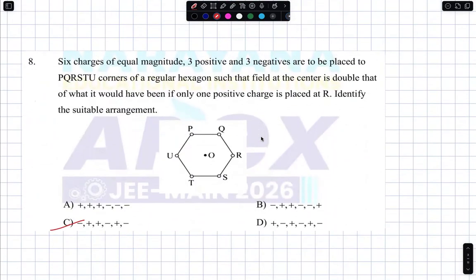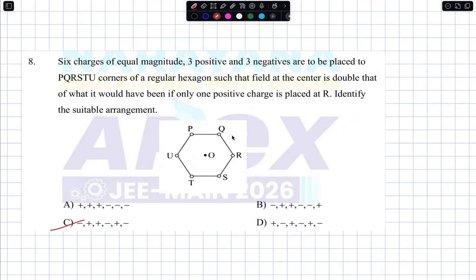Now you have 6 charges of equal magnitude. What do you have? See, 6 charges of equal magnitude, 3 positive, 3 negative, are to be placed in the corners of a regular hexagon. So the field at the center is double that of what you have if only one positive charge is placed at R. Right. Identify the suitable combinations.